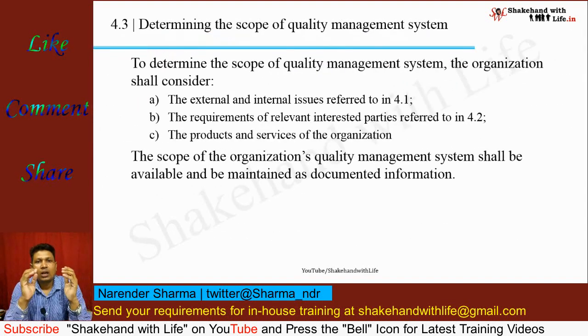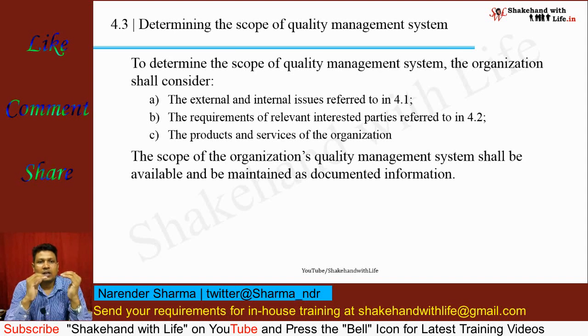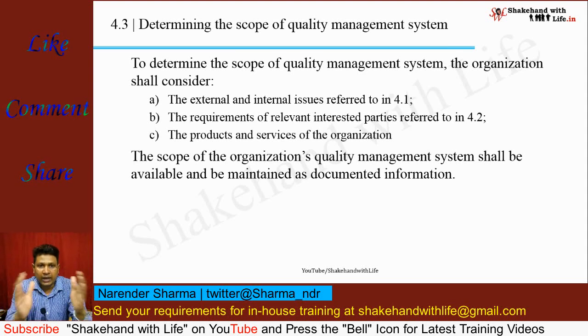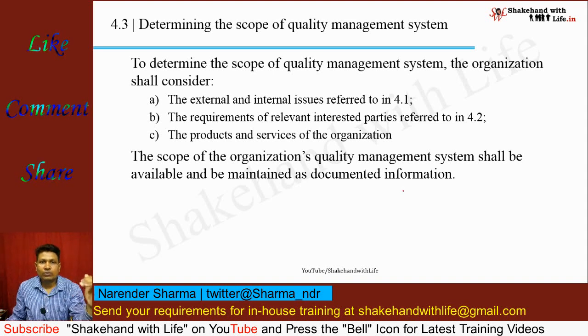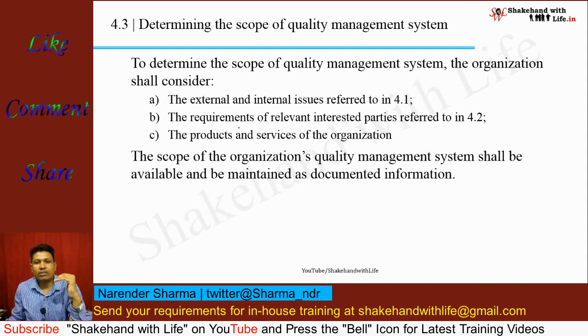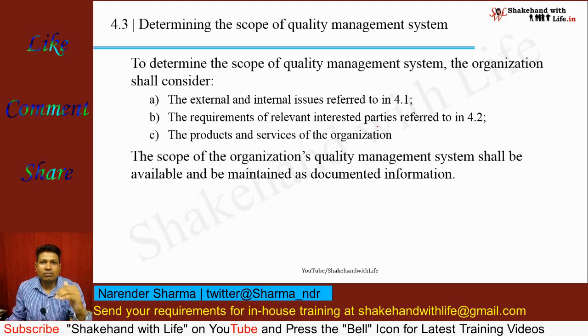Now come to clause number 4.3. It is about determining the scope of the quality management system. How is the scope of the quality management system determined? To determine the scope of the quality management system, the organization shall consider first the external and internal issues, which we have studied in clause number 4.1, and the requirements of relevant interested parties, which we have studied in clause number 4.2, and the products and services of the organization.